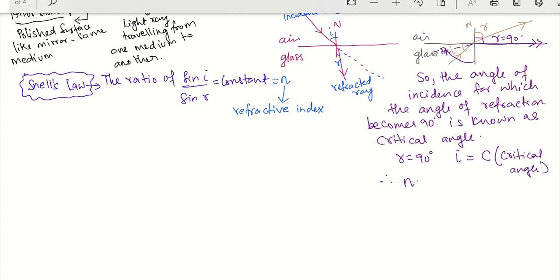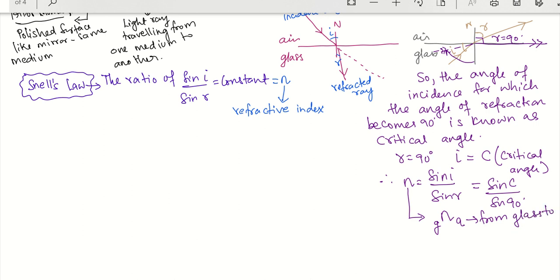Therefore, I am going to use this formula. n is sine i by sine r, which is equal to sine C by sine 90. Now, when you write this n, the refractive index, it is always written as from where to where. So it is going from glass to air. Now, if this is the case, then for this equation I can write n from glass to air as 1 by sine C. Therefore, if I reverse them and write a and g, this becomes 1 by sine C.